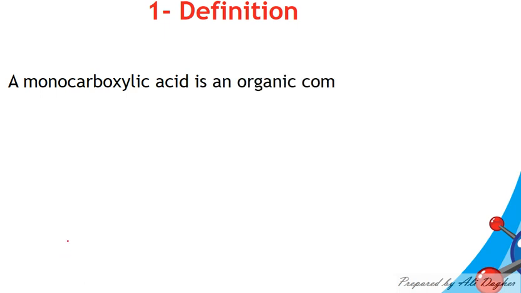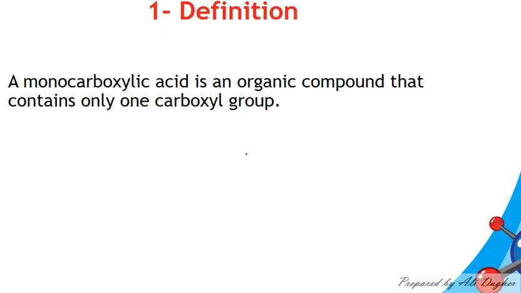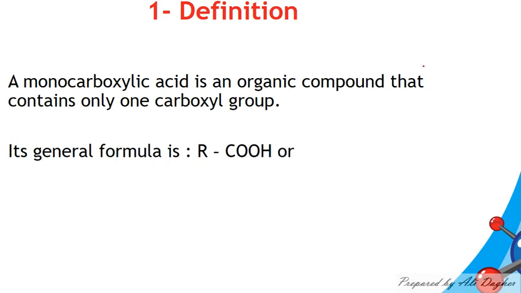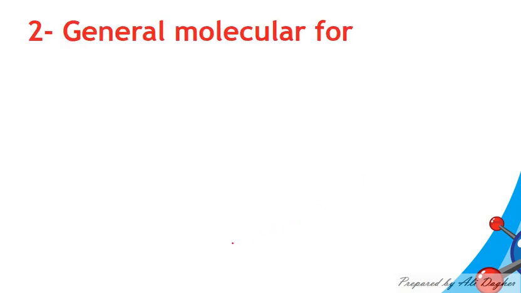A monocarboxylic acid is an organic compound that contains only one carboxyl group. We have dicarboxylic acid, tricarboxylic acid, and so on. Our study is only about monocarboxylic acid. Its general formula is RCOOH or RC double bond OOH. General molecular formula.